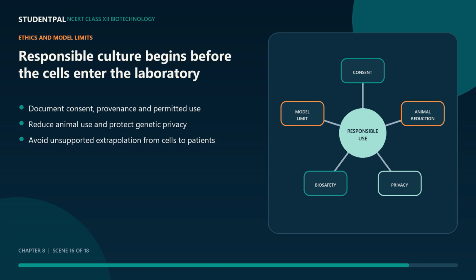Ethical quality also includes honest interpretation. A treatment that changes viability in one line at one concentration does not establish patient benefit or safety. Results must be limited to the experimental model and supported by further studies. Responsible cell culture joins consent, welfare, biosafety, data governance, reproducibility, and transparent communication.